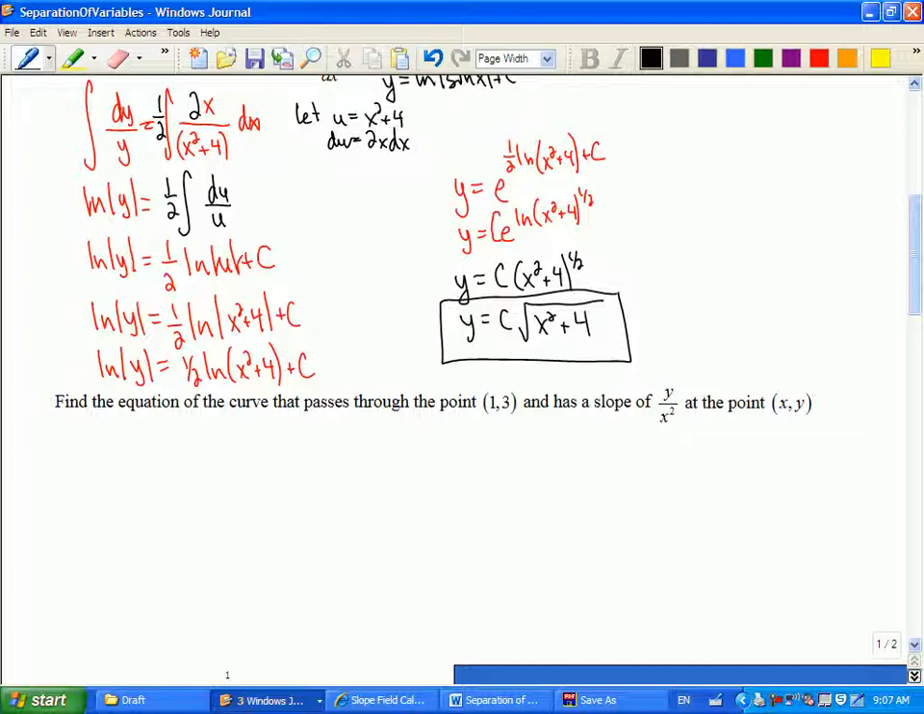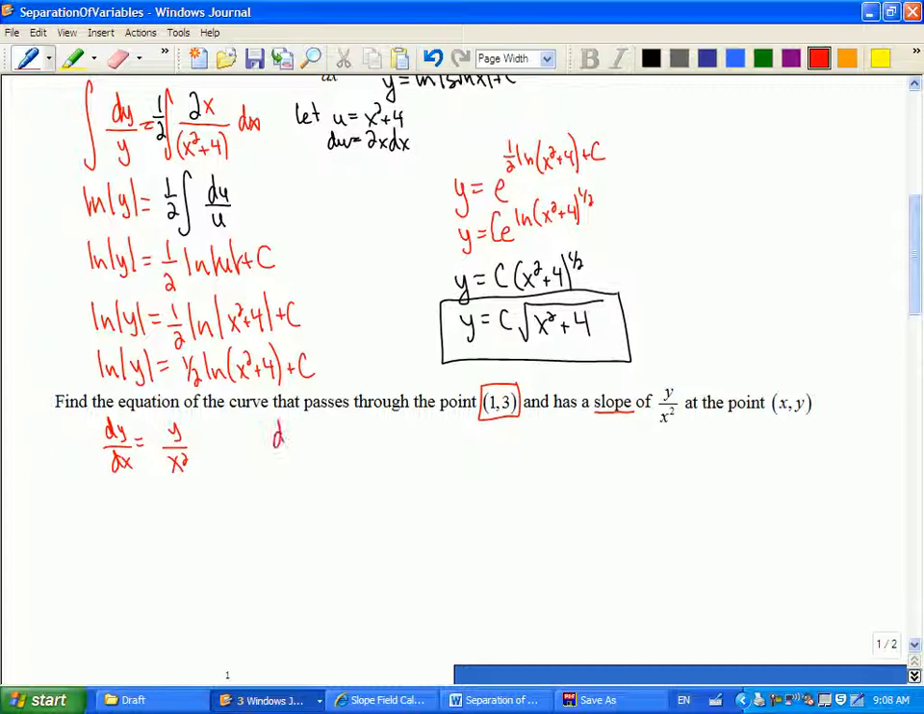The other thing we do is we look for a specific solution. We call this one the general solution. That's why there's a constant in it: it's the solution for all possible curves. We don't know which one it is unless we have more information. So in this example, more information comes in the fact that they tell us a point that the curve passes through. We can use that point to solve for the constant. The process is going to be the same. If it has a slope of that, we're saying dy/dx is y over x squared.